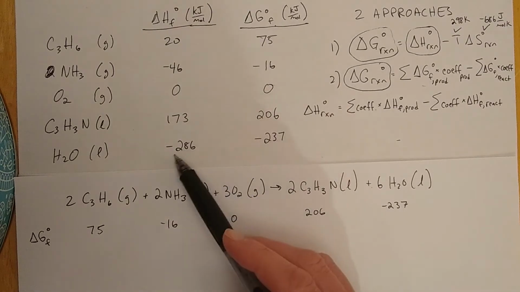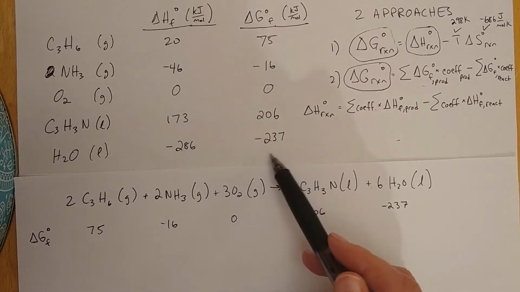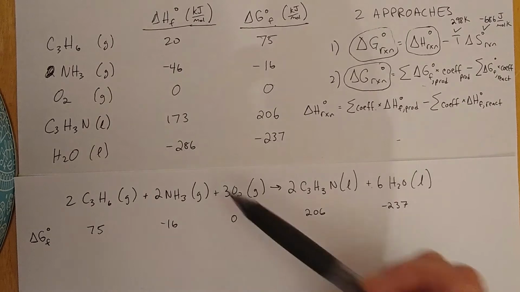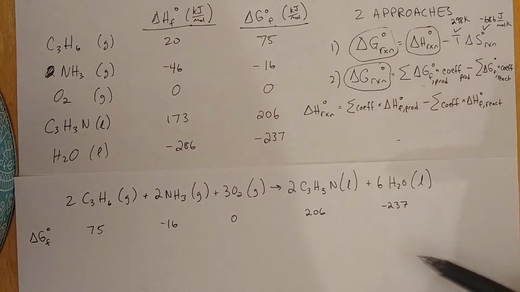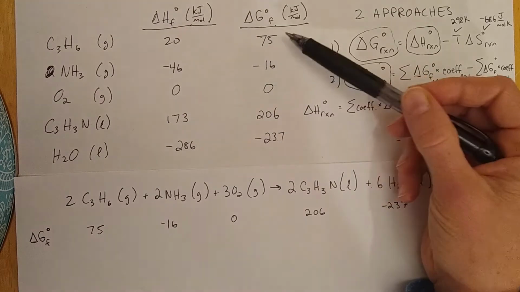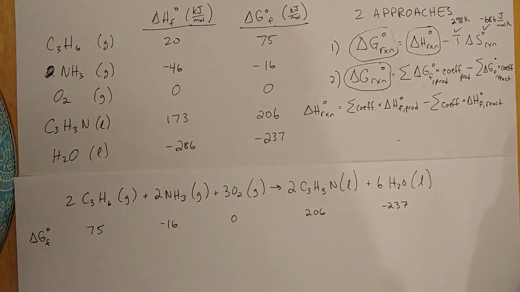And smaller values like this negative 286 for the water, negative 237, indicate a more stable, lower energy molecule. So you have to put energy into forming oxygen gas out of the oxygen that comes from water molecules. So that's a higher energy value at 0. And positive values indicate a molecule that has energy stored in its bonds and can be broken down into smaller, simple, lower energy molecules. Okay, so back to the problem.